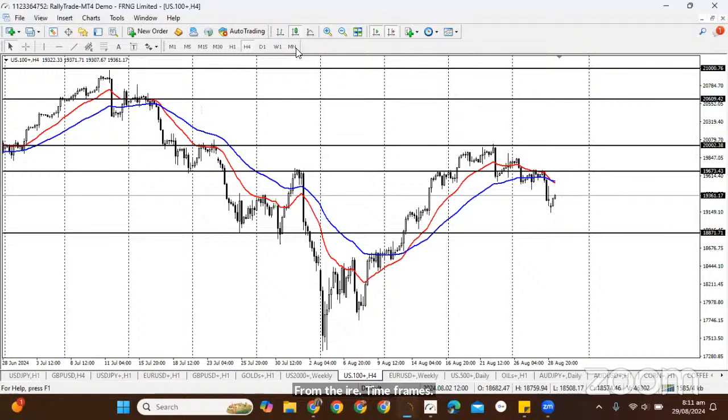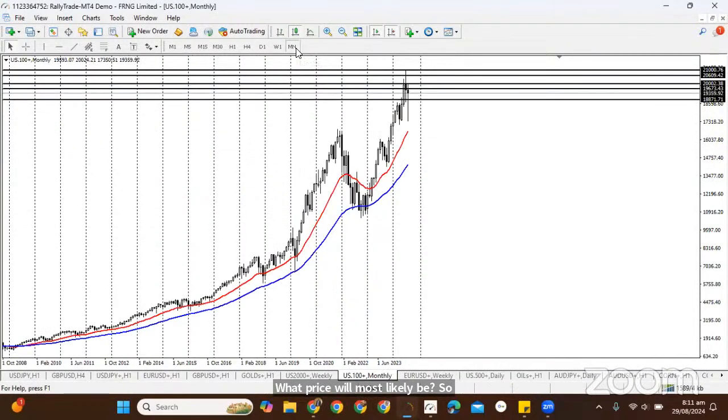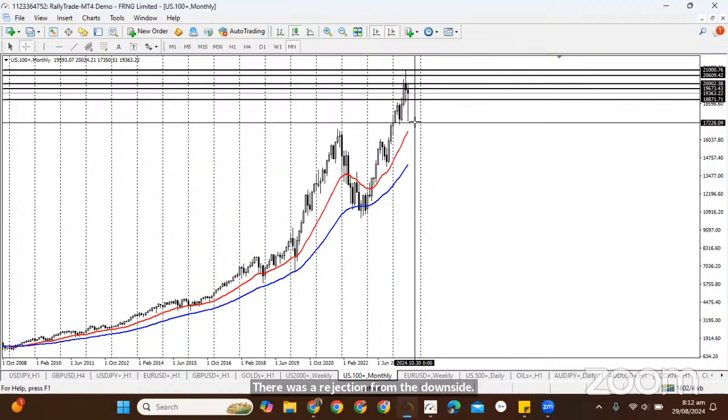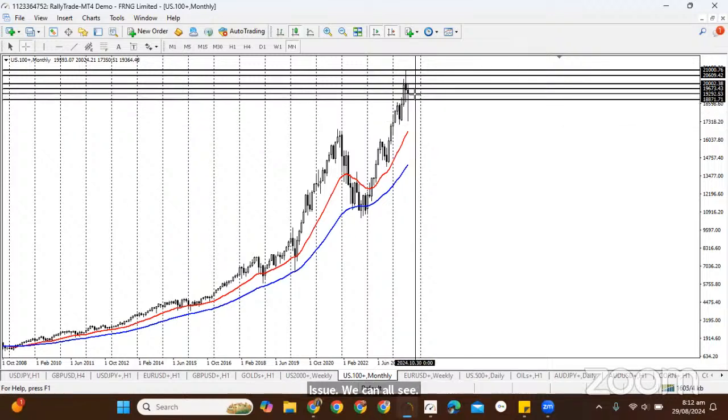I actually like using MT4. Now, this is the monthly time frame for US 100, and what I can see simply shows me that there was a rejection from the downside, which we can all see clearly. Rejection from the downside all the way back to this point here.